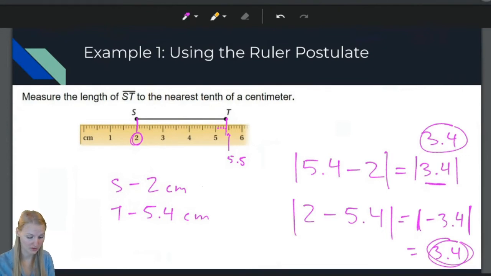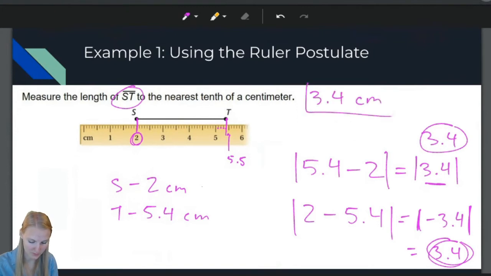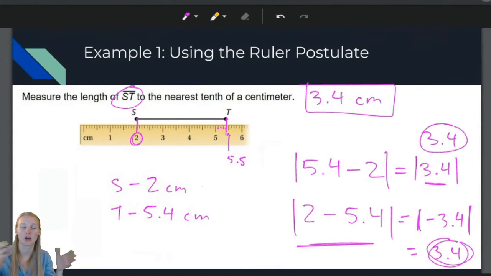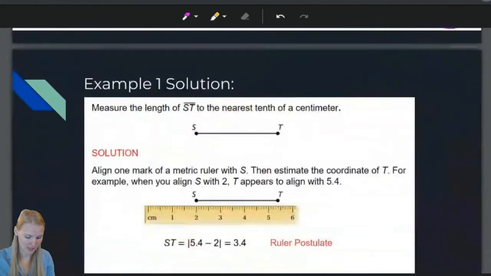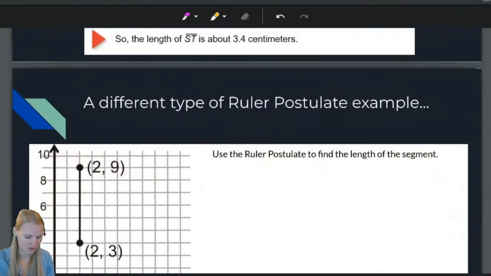How long is segment ST? Well, it is 3.4 centimeters. And I want to recap how we did that. So we found the coordinates that went with S and T, and then we took the absolute value of the difference of the coordinates. So we subtracted one coordinate from the other, took the absolute value, and we got our length of the segment.